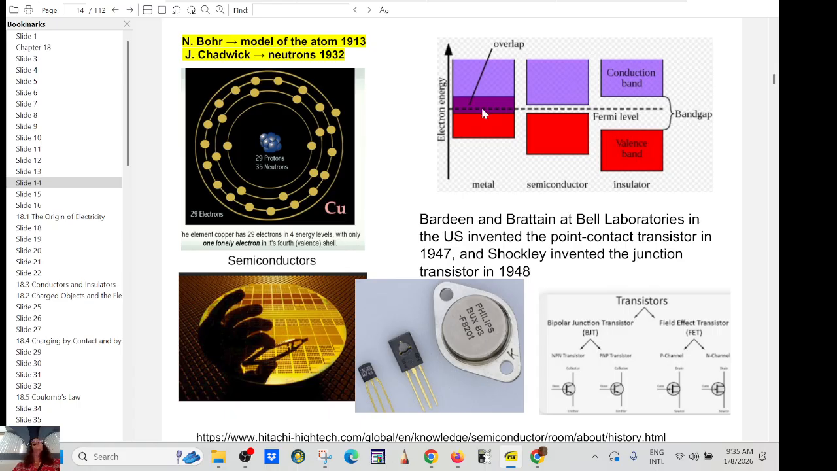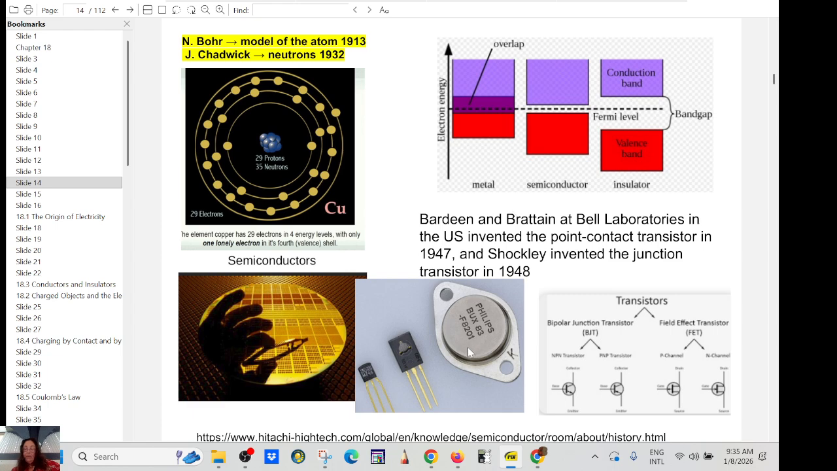The metal, yes, it's a conductor. So all metals are conductors. And the electrons can respond if you apply voltage, right? You're going to have electricity flowing.